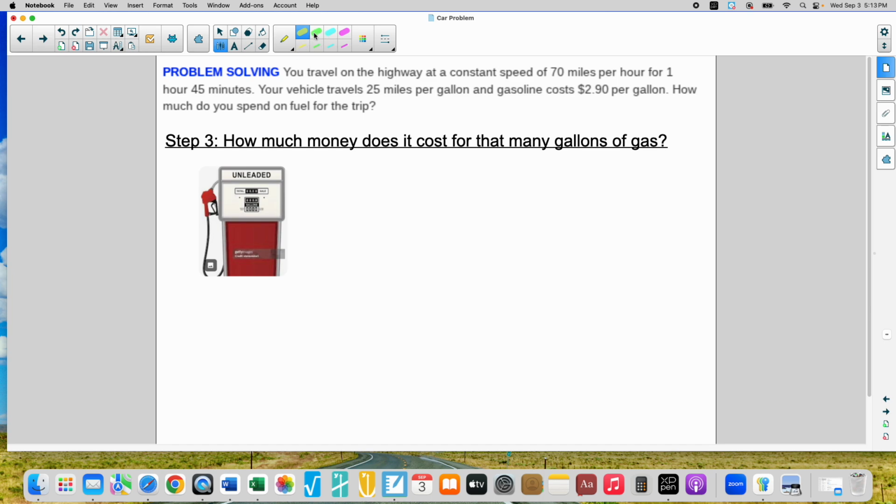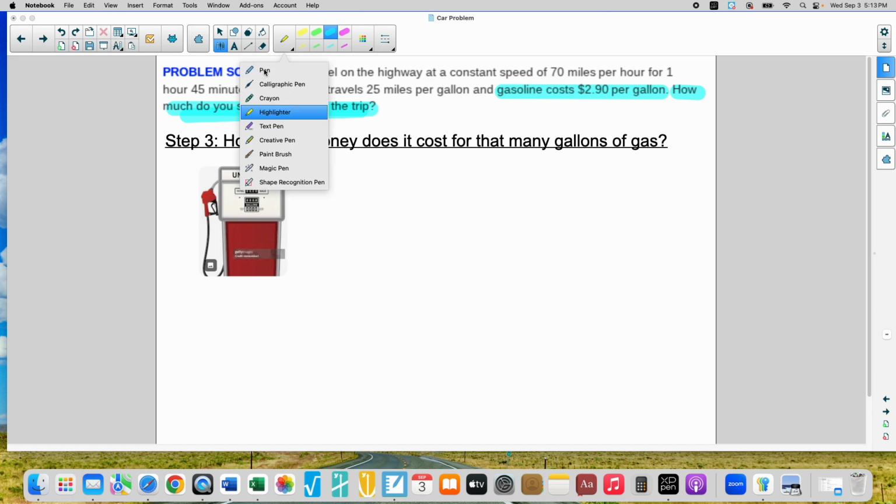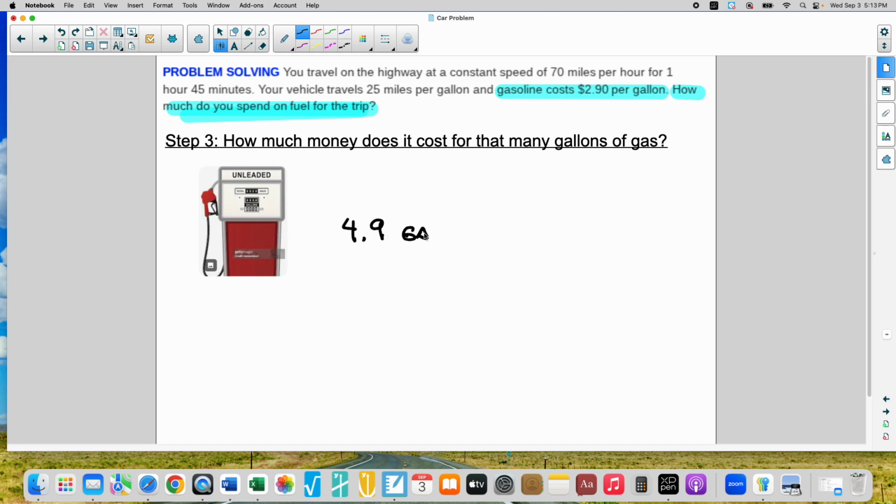the question now asks, and gasoline costs $2.90 per gallon. And the question says, how much do you spend on fuel? How much gas do I need? Okay, well, how much gas do I need? Well, how many gallons did I use? Remember, I used 4.9 gallons, and each gallon costs $2.90.